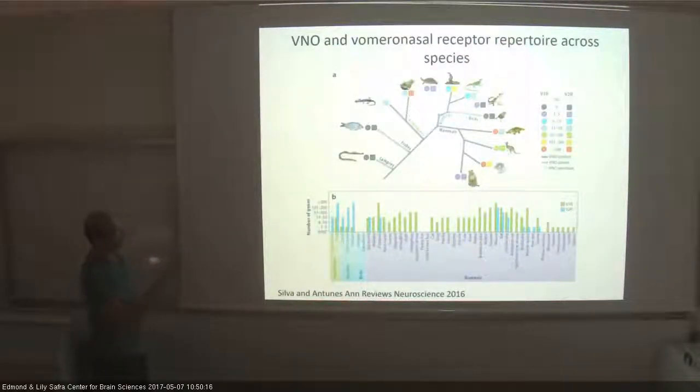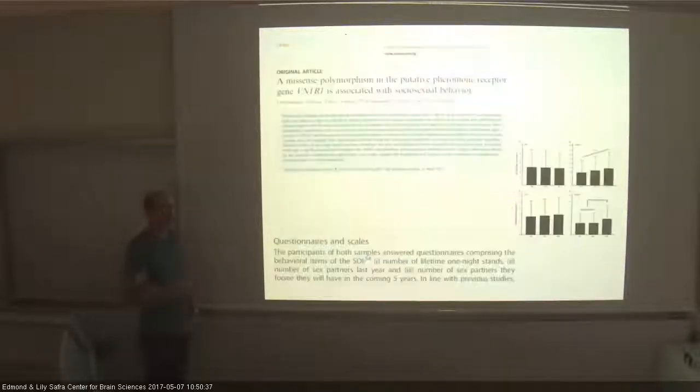Some examples that I did not even give, I won't go over this. You can look at it later. It shows you the distribution of vomeronasal receptors in different species. It's interesting that humans do have some V1R receptors, even though we don't have a VNO, and presumably they're expressed in the olfactory epithelium. And this is the last slide that I want to show you, from a very recent study that just came out, so I thought it would be nice to mention it.